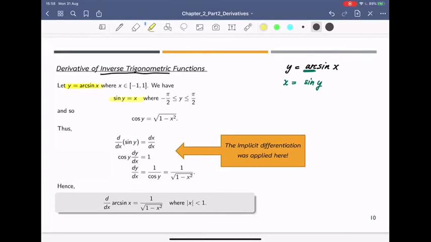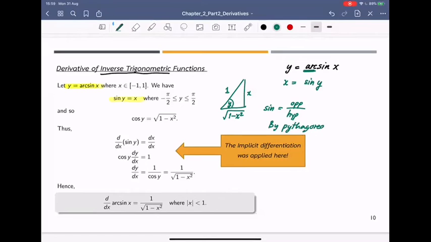If I have sine y equal to x, what does it mean? It means that the opposite side of y is going to be x, and the hypotenuse is going to be 1, because your sine function is opposite over hypotenuse. So I have x and 1 here, and the remaining side is going to be square root of 1 minus x squared by the Pythagorean theorem.